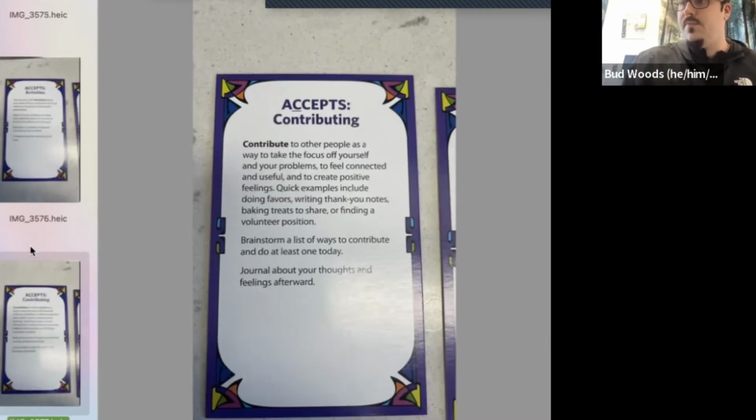is contributing. Contribute to other people as a way to take the focus off of yourself and your problems, to feel connected and useful, and to create positive feelings. Quick examples include doing favors, writing thank you notes, or baking treats to share, finding a volunteer position, brainstorming a list of ways to contribute, and doing at least one of these activities today. Journal about your thoughts and feelings afterwards.